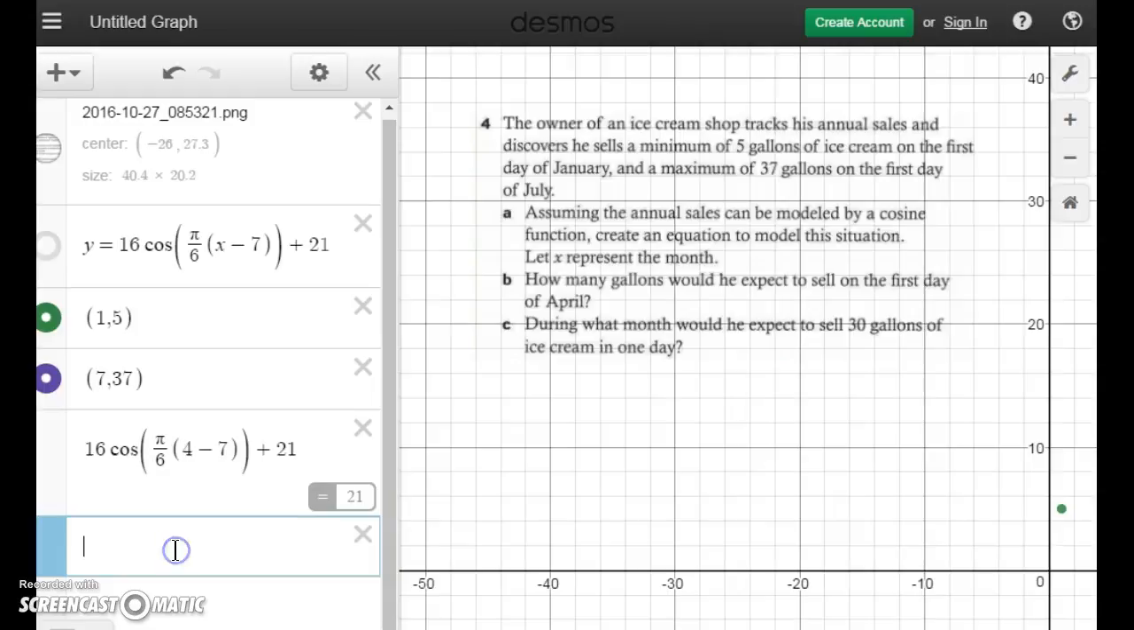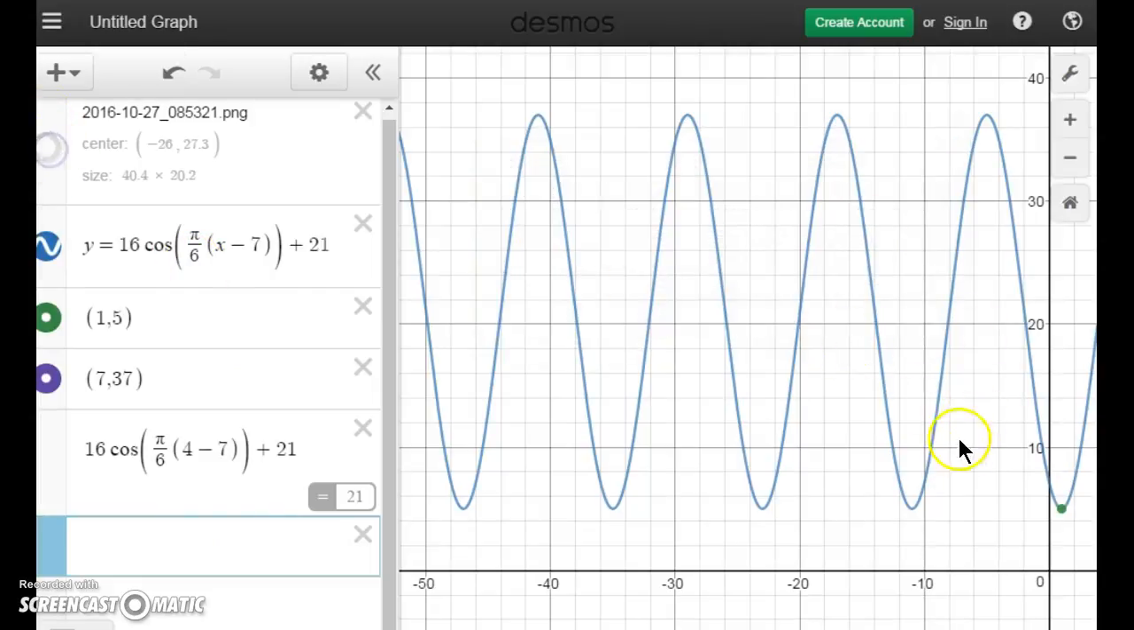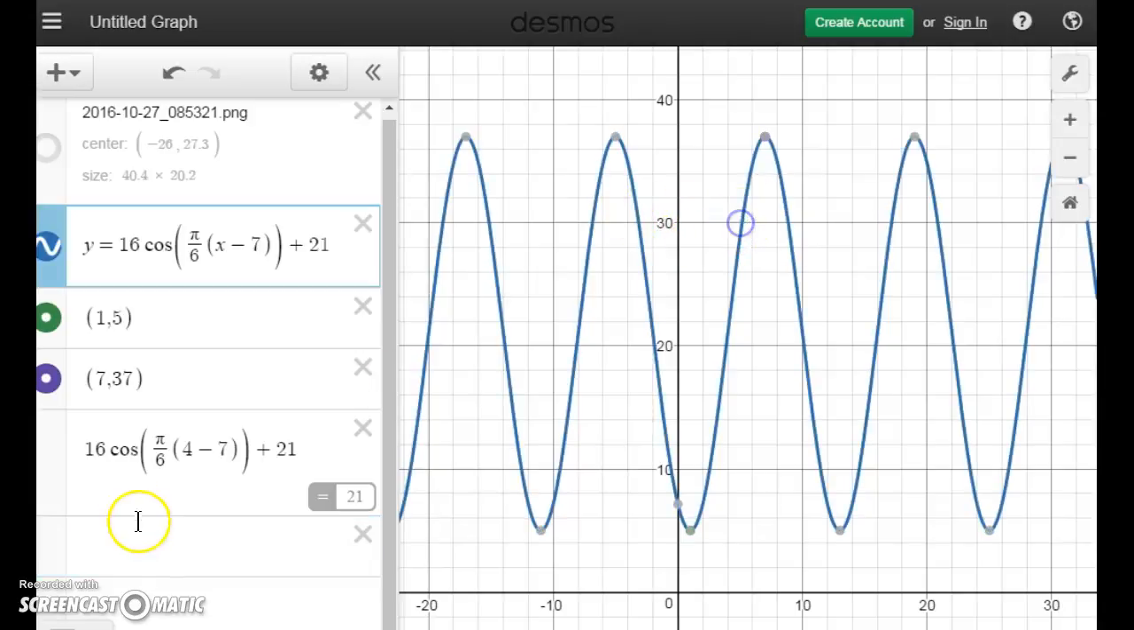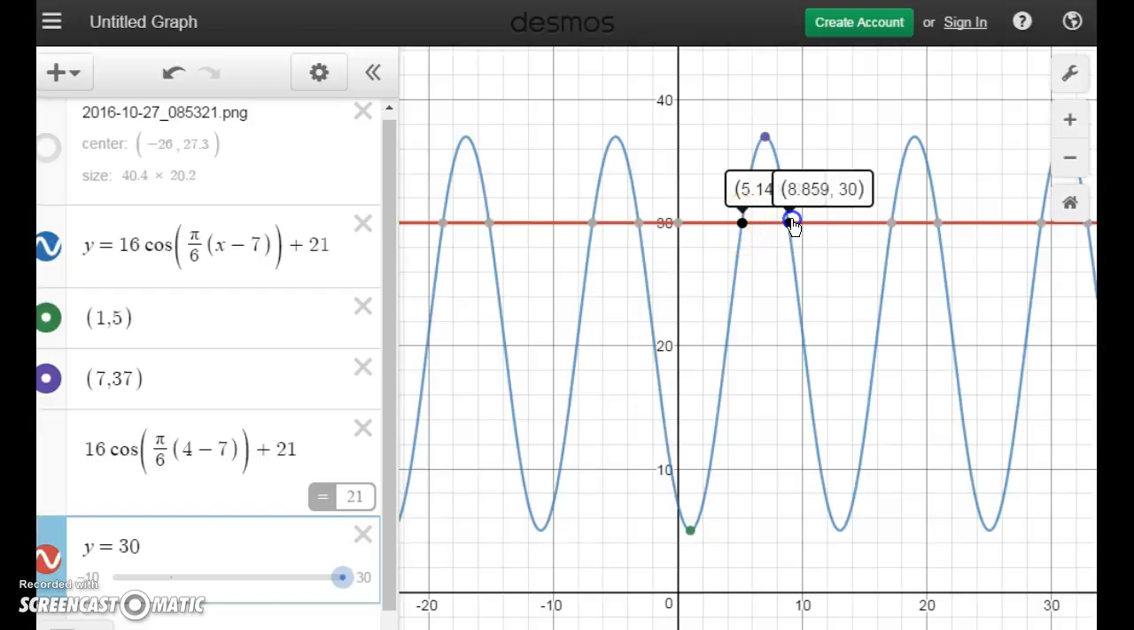Okay. And lastly, during what month can he expect to sell 30 gallons? So this is when we need to find the month. We don't know when. So I'm going to use my equation. They are looking for 30 gallons. All we have to do is hide this. So 30 gallons will be here. So all I have to do is create y is equal to 30. And the first intersection will be here. So that's approximately May and August.